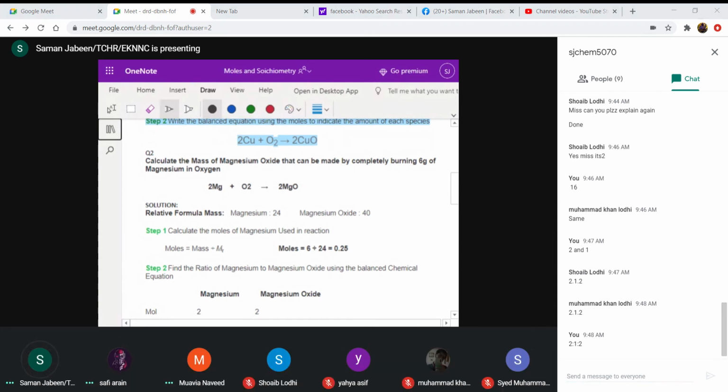With copper, 2 moles, so the coefficient is 2. Oxygen is 1, so nothing is written with the oxygen. And copper oxide is 2, so write coefficient 2. That is how you can write a chemical equation by using moles. We can write the balanced equation by using moles and molar ratios.